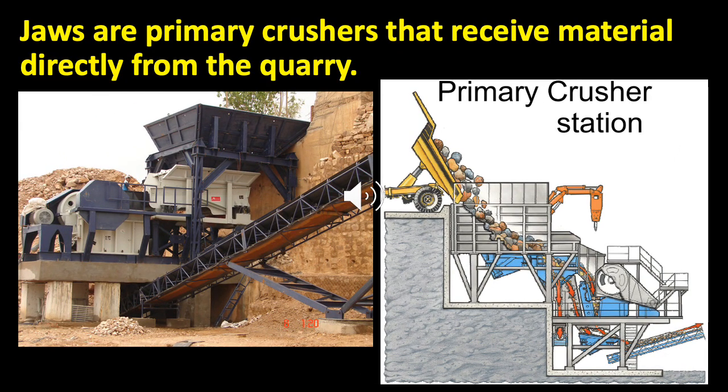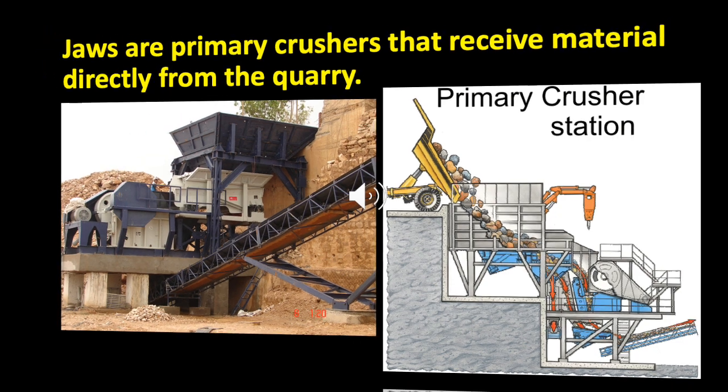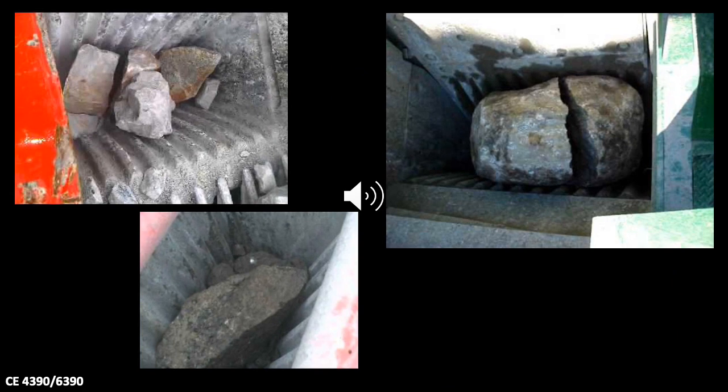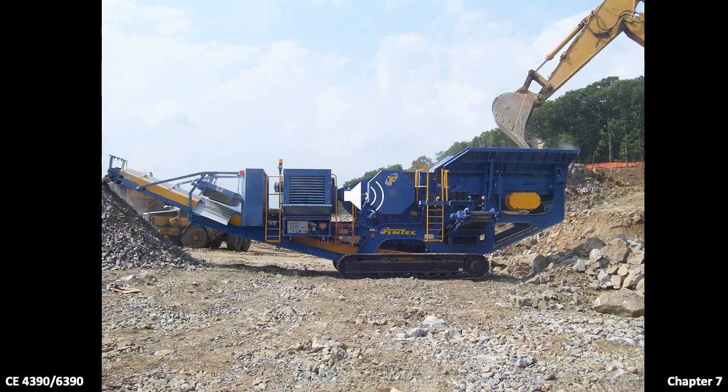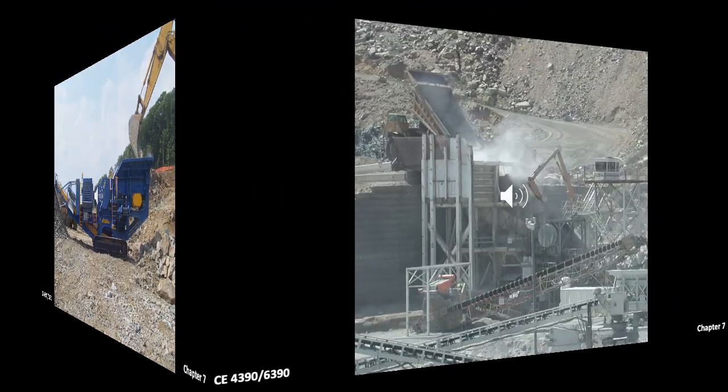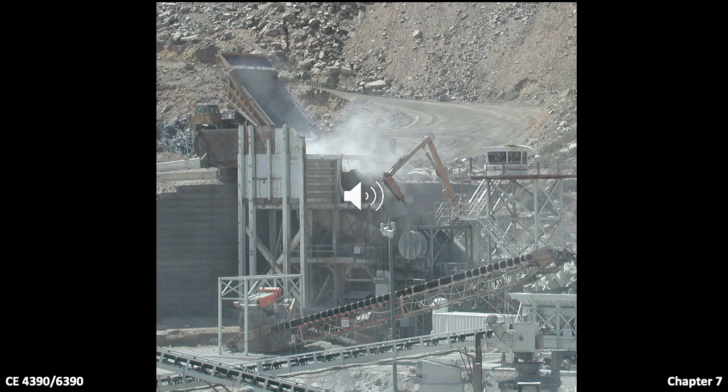As noted earlier, jaw crushers are primary crushers that receive material directly from the quarry. The material fed into this type of crusher is typically raw rock, which is of large sizes. Jaw crushers can be fed from an excavator, or they can also be fed from a dump truck. So let's watch a short clip about the jaw crusher.